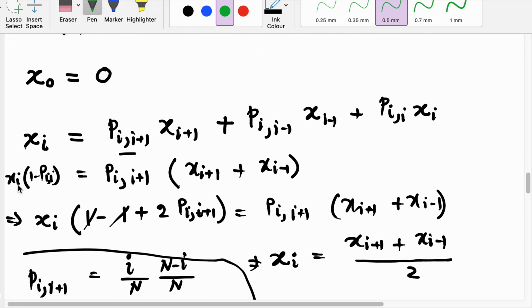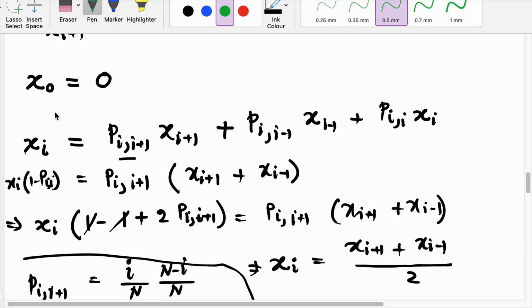Let's go back a little bit from here. Whatever logic was there, is it clear? This equation is clear.